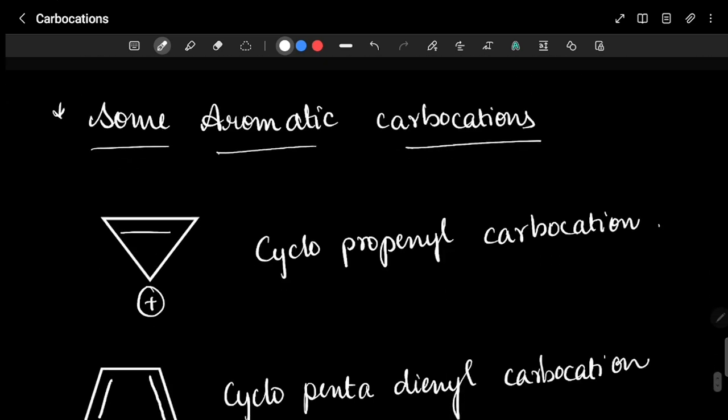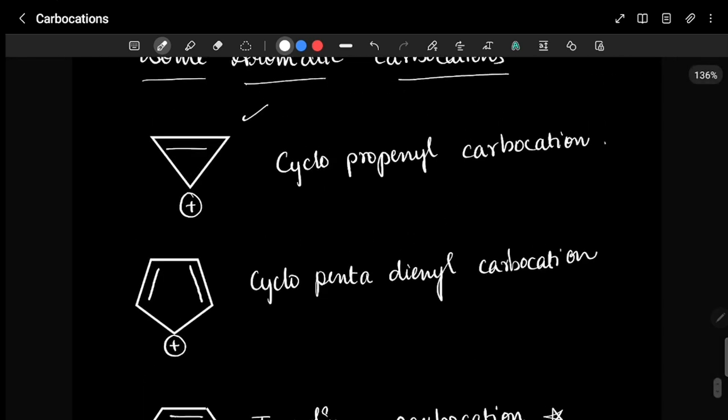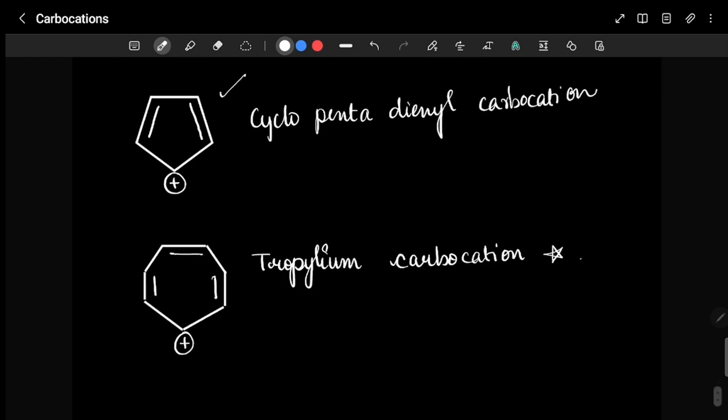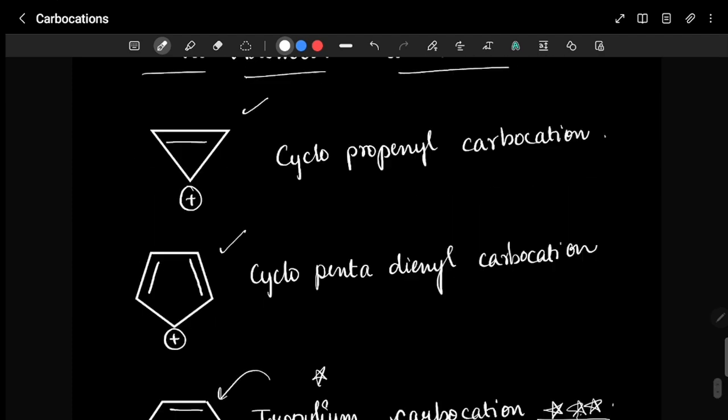Now, let's see some aromatic carbocations which are more stable because they are aromatic. So we have the cyclopropenyl carbocation. We are going to come across these three carbocations a lot. We have the cyclopentadienyl carbocation, which is also very important, very stable. And then the tropylium carbocation, which is very, very important. We have many reactions where this intermediate is formed. Tropylium carbocation is its common name and it is a very important intermediate.